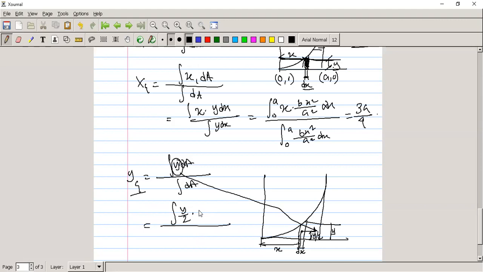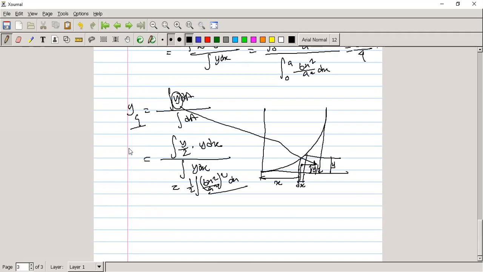So integration of y by 2 into dA, and dA is nothing but y into dx, right? So y by 2 into y into dx. Y is nothing but b x square by a square, and that whole square, because it is y square, and the half is taken out, then integration of dx, divided by integration of b x square by a square dx, that is your y_g.